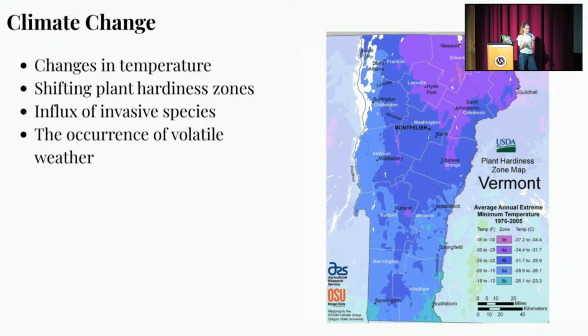It's essentially like the thresholds for different plants that grow and where they can grow. So as you can see, in northern Vermont, that corresponds to minimum temperatures of -35 to -30, whereas down in southern Vermont by Bennington, it's -15 to -10. So as warming temperatures continue to increase, these zones are shifting north, and it's affecting what plants can grow where and how they can grow.